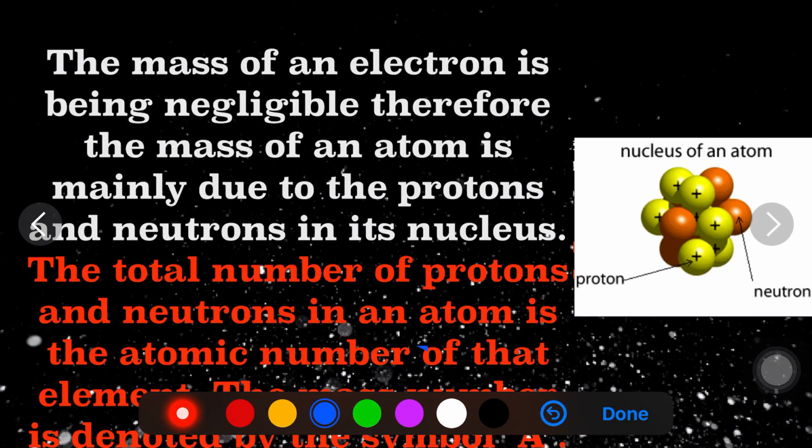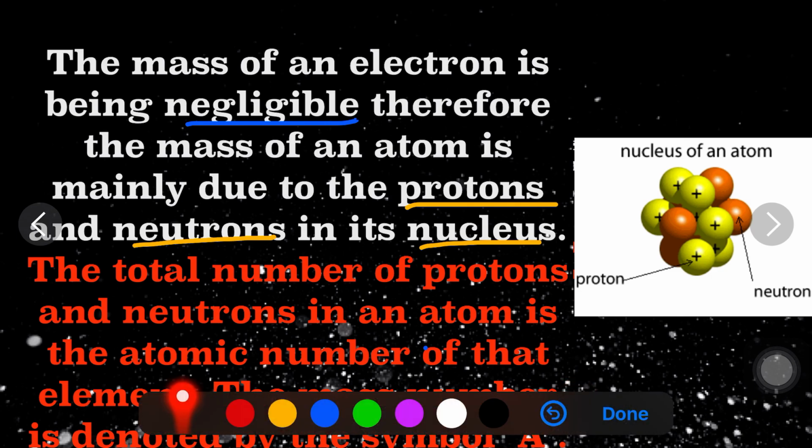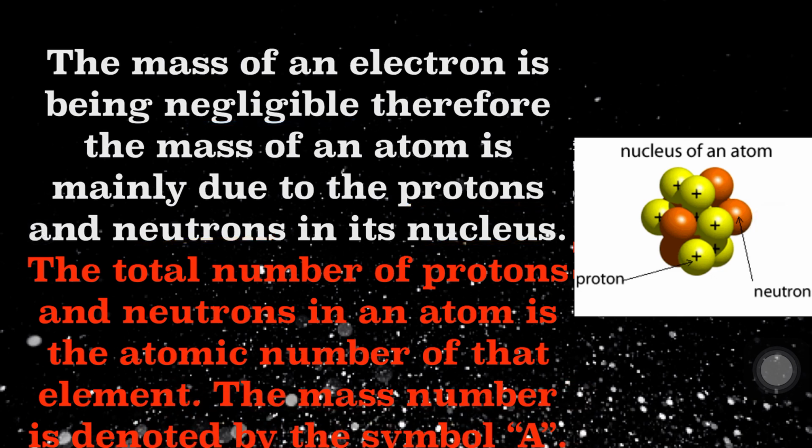The mass of an electron is negligible. Student, negligible means so small that it would not be taken into consideration. Therefore, the mass of an atom is mainly due to the protons and neutrons in its nucleus. The total number of protons and neutrons in an atom is the mass number of that element. The mass number is denoted by the symbol capital A.